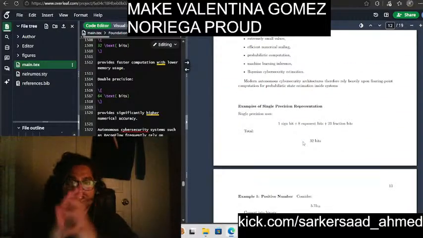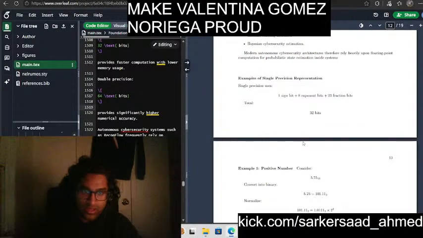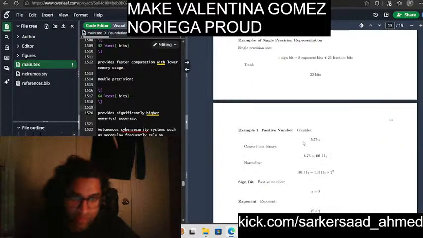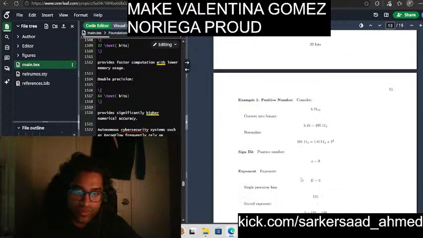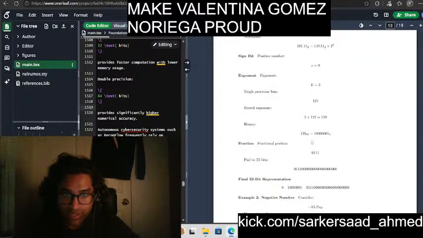The single precision uses 1 sign bit, 8 exponent bits, 23 fraction bits. So total will be 32. Let's say 5.75. So 101.11 would be 1.0111 times 2 to the power 2. The positive number is 0, and the exponent E here is 2. The single precision bias is 127, so the stored exponent will be 129.